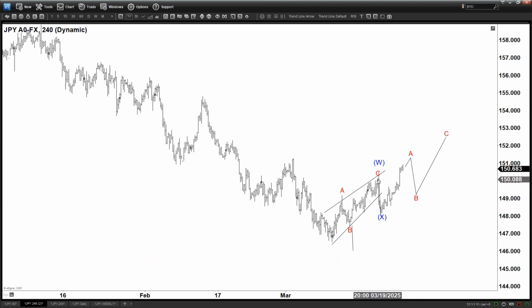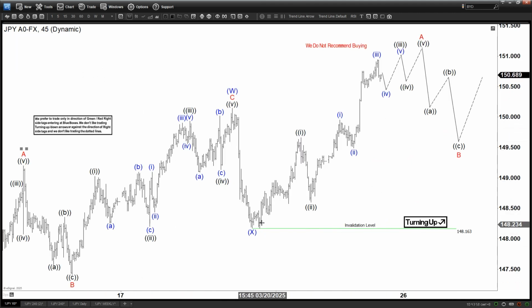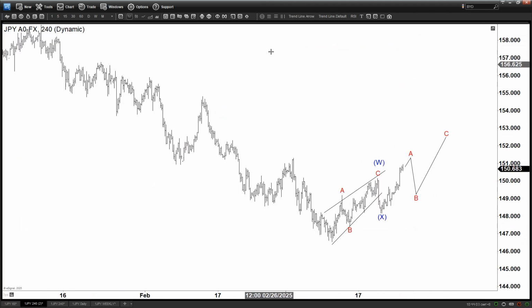The primary count is looking for the current rally to fail in 3 swings, and then either we go to a new low or we do a bigger 3-wave pullback. But in the shorter cycle, we can see a bit more upside to finish this Y leg before we turn lower. Again, like I said, the potential target is going to be this area here, which is between 150.70 and 154. Alright, so that's the update here, guys, for today.